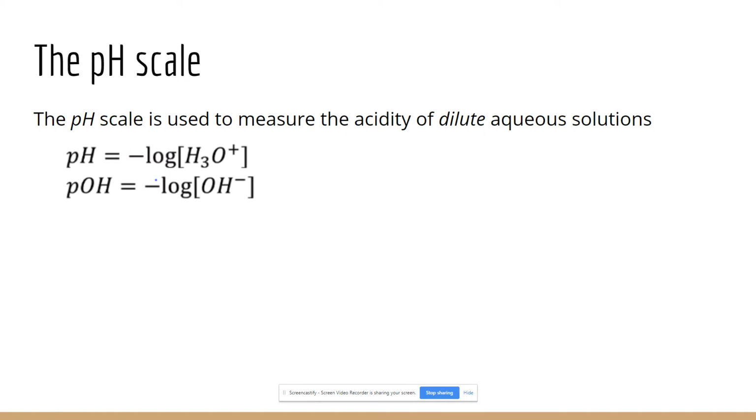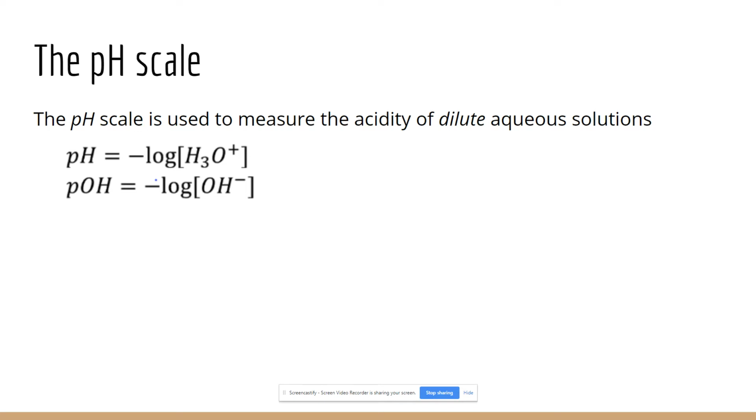So the pH scale is used to measure acidity or basicity of dilute aqueous solutions. We've got pH, which is equal to the negative log of H3O+, which you can use interchangeably with H+ if you haven't already realized that. There's also pOH, which is just the negative log of the OH- concentration.